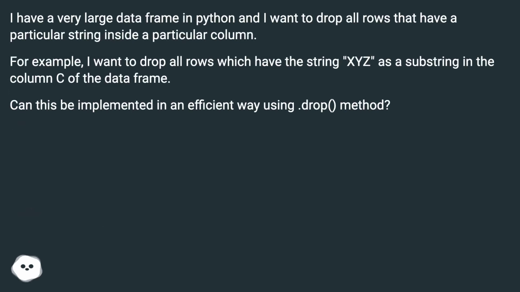I have a very large data frame in Python and I want to drop all rows that have a particular string inside a particular column. For example, I want to drop all rows which have the string XYZ as a substring in the column C of the data frame. Can this be implemented in an efficient way using drop method?